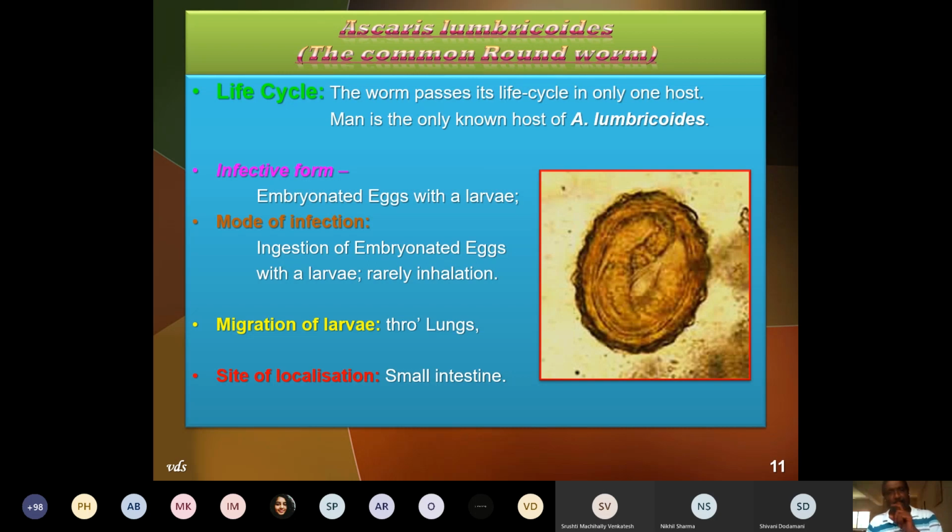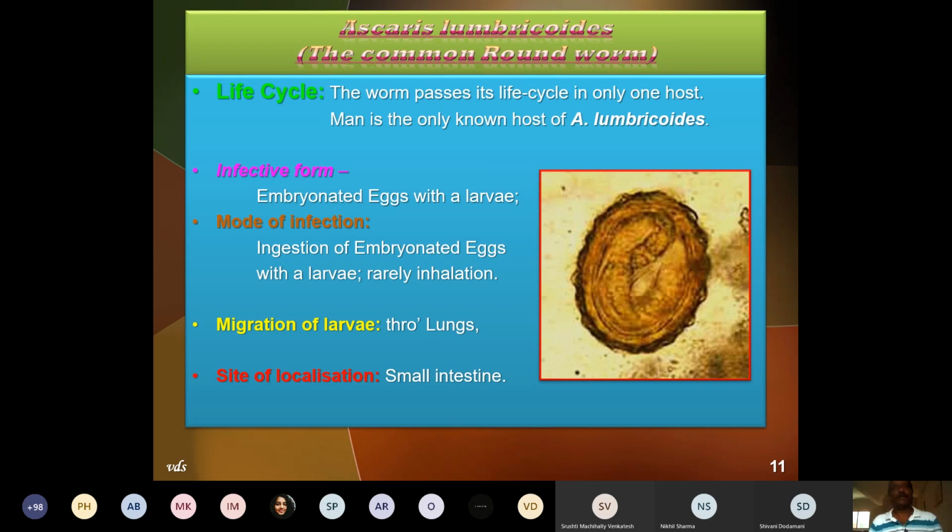At this stage, just remember, the embryonated egg with the larval form is the infective form for human beings. Mode of infection is by ingestion of the embryonated egg with the larvae. Rarely, the parasite may also develop in the soil. It may expel out in the dust particles and sometimes may be inhaled. In that case, respiratory infection may occur where the egg hatches out the larvae in the mucosal surface and the larval form is released. Okay, but it is a very rare condition, the method of inhalation for infection.